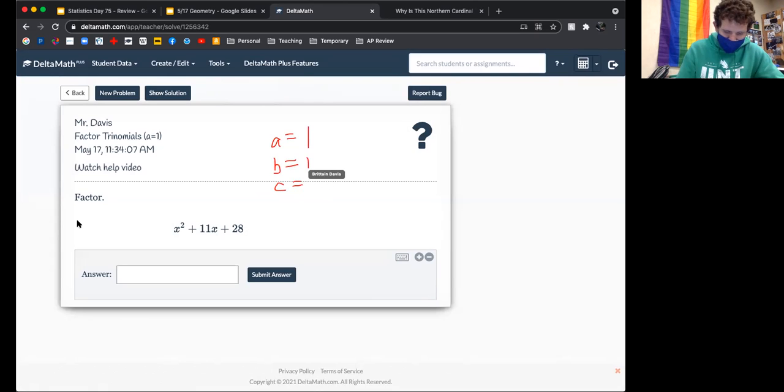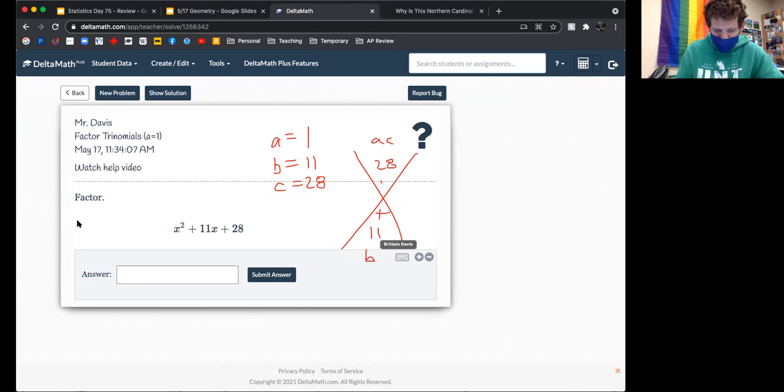1, B equals 11, C equals 28. The full process now means I'm going to set up a big X with A times C at the top, B at the bottom. So that's 28 at the top, and that is 11 at the bottom. And now I need to figure out what are the factors of 28. Well, 1 times 28, 2 times what? 14. 3 is not a factor. You could try it if you didn't know that, but I'm going to skip 3. 4 times what? 7. And then I think that's it.